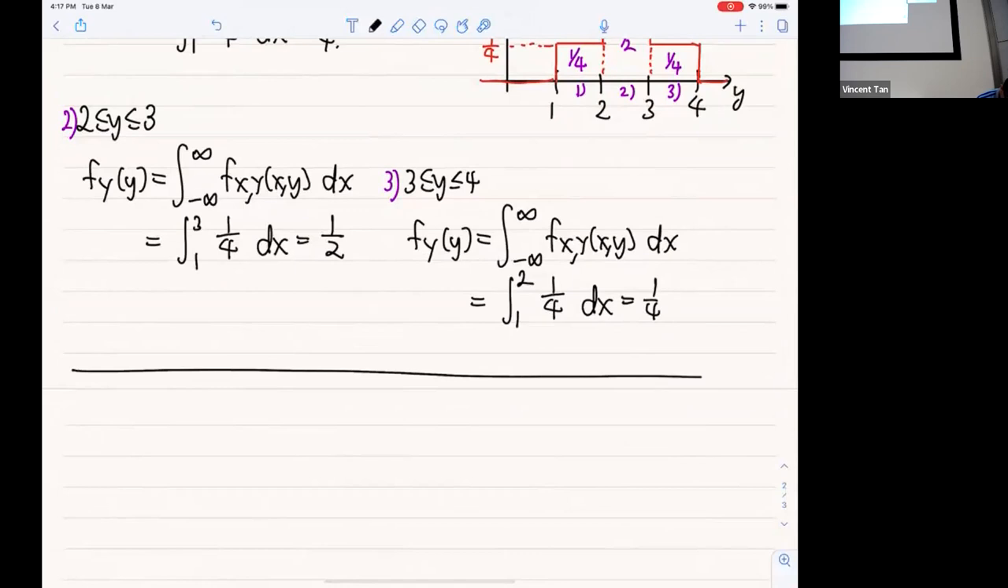Right. Now, this is a simple question that is certainly fair game for the exam, fair game for the assessment. Okay, we have a question here.